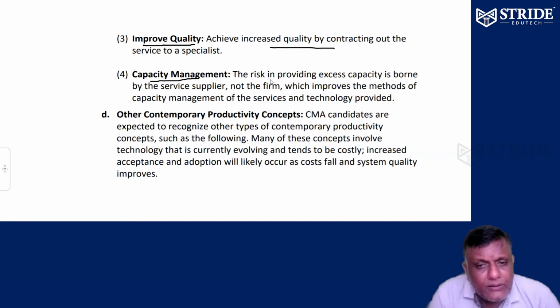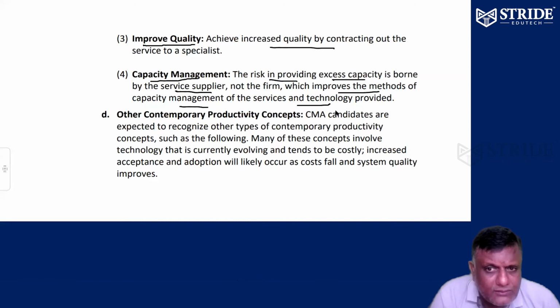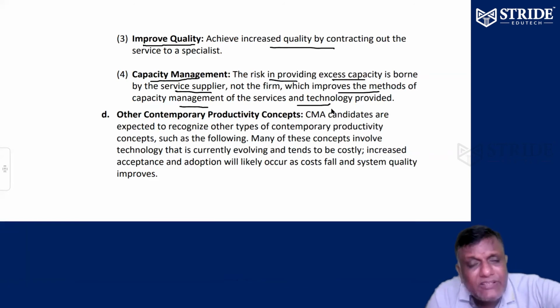Capacity management: the risk is in providing excess capacity, which is going to bond with the service supplier. Any excess capacity, the outsourcing person will take care of. It is not my job. So capacity management services and other things will be easily improved. Excess capacity risk will be shifted. It is your job to produce, not mine, because I outsource it.